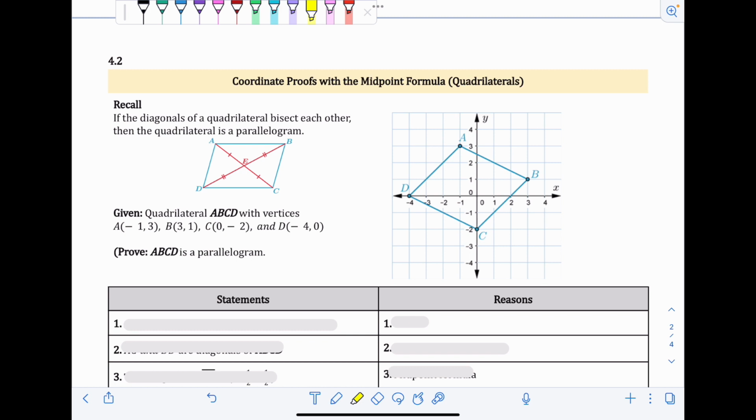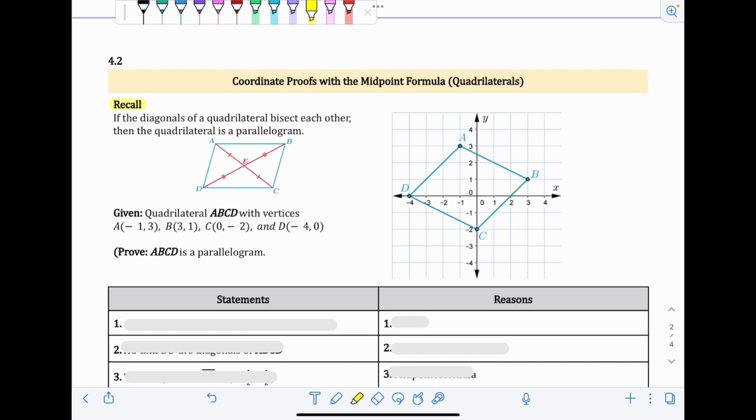Okay, so before we get into the proof itself, we need to review a concept about parallelograms and quadrilaterals. Up at the top where it says recall, it says if the diagonals of a quadrilateral bisect each other, then the quadrilateral is a parallelogram. Given that quadrilateral ABCD has vertices at (-1, 3), (3, 1), (0, -2), and (-4, 0), we want to prove that ABCD is a parallelogram. Sorry, I don't know why there's a parenthesis here, but that's just a typo.